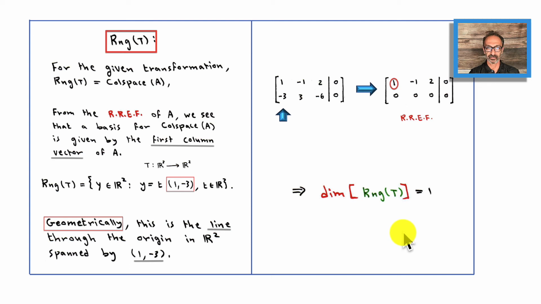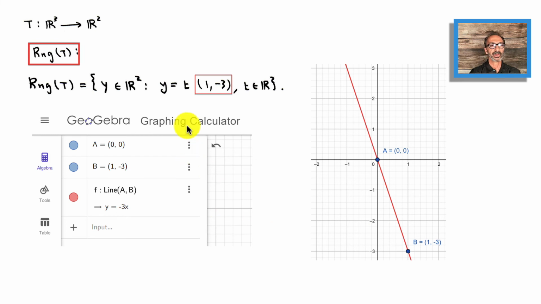Let me show you the graph of the range in 2 dimensions in R to the second. This is my vector in the basis. So I typed 0, 0, I typed 1, -3, and I went to the line between A and B. The software wrote for me y equals -3x. This line is y equals -3x. Slope of -3, go down 3 over 1, and the y-intercept is 0, so it's just -3x. Of course, by connecting this point and this point, you could see rise and run and write the equation yourself, but the software does that for us.